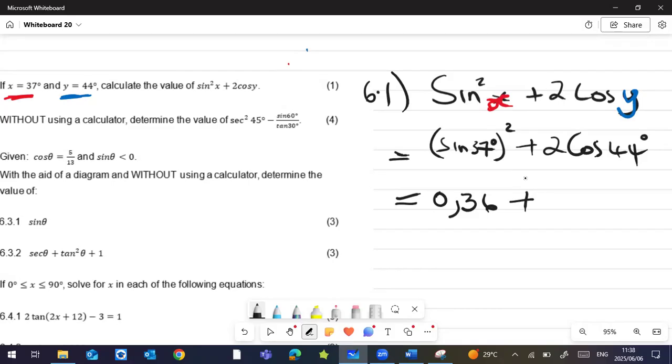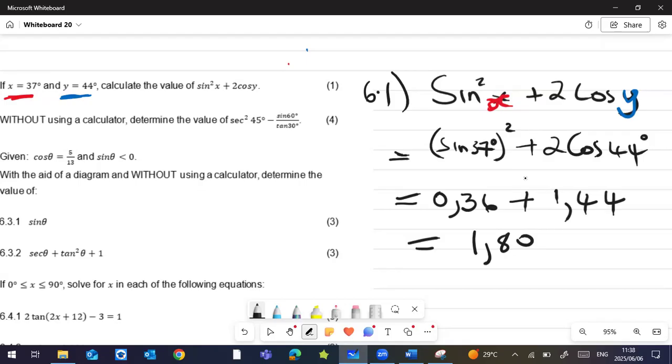Always make sure that your calculator is in the correct mode, which is degrees. Make sure it is not in radians or gradients. It should be in degrees. We are working with degrees here. So 2 cos 44 degrees will then give you 1.44 if you round it off. Finally, 0.36 plus 1.44 will end up giving you 1.80. That will be the answer for 6.1.